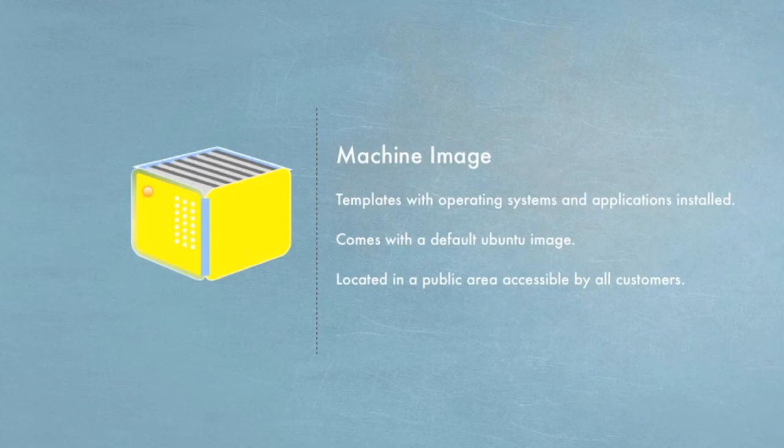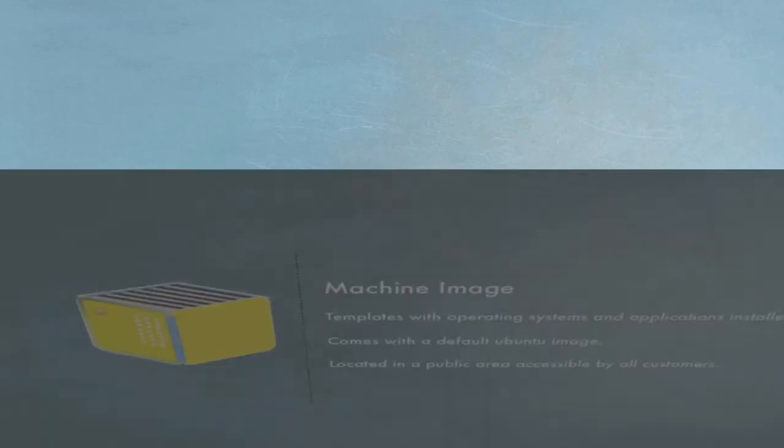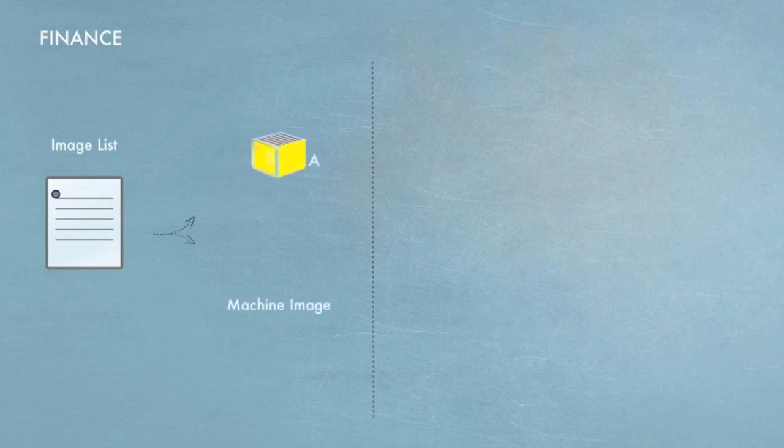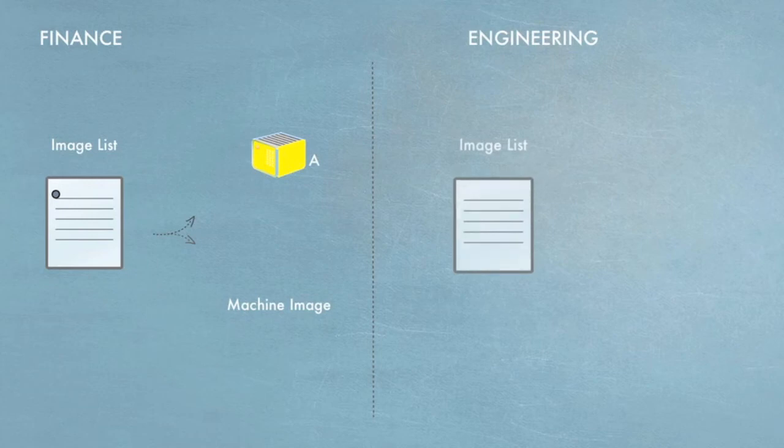The next concept is an image list. An image list is the history of a machine image as it is versioned over time. Here, Finance creates a Finance image list which stores the public machine image A as version 1. Likewise, Engineering creates an Engineering image list with the public machine image A as its version 1.